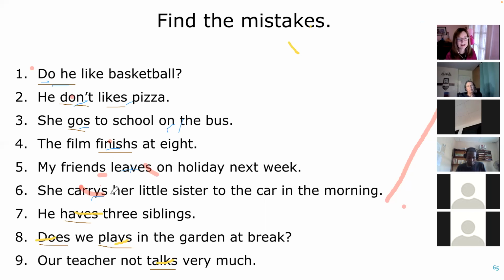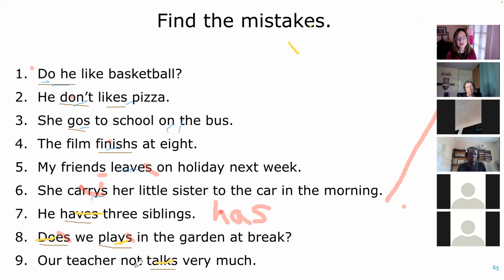Number 6 is spelling. She carries, should be with an IES. Carries her little sister. Number 7, instead of halves, is just going to be has, HAS. So that's one that we have to practice. It's irregular. It seems like it should be halves, but it's has. Here again, "Does we plays in the garden?" It's going to be, do we play in the garden?